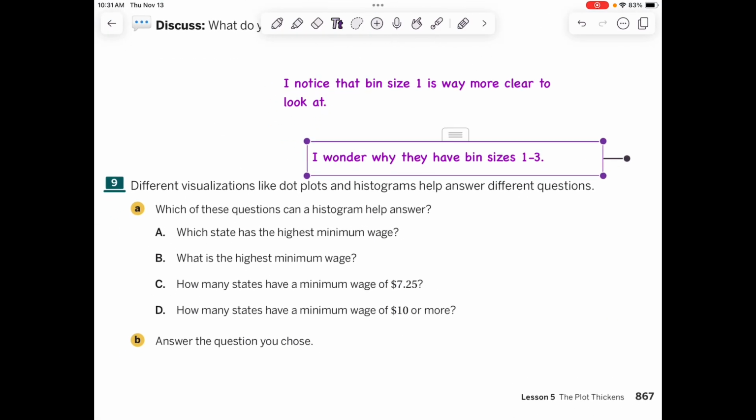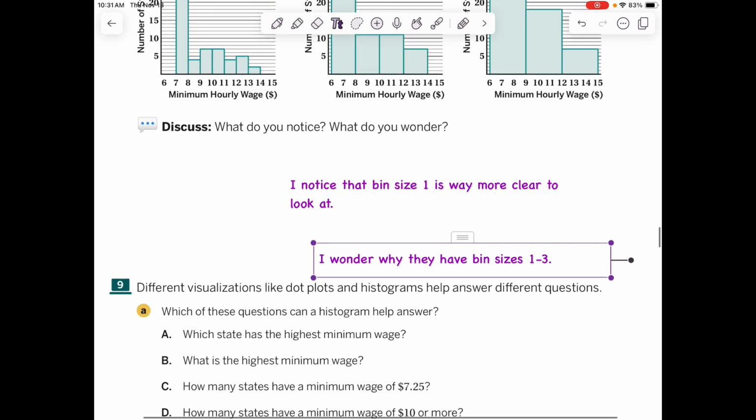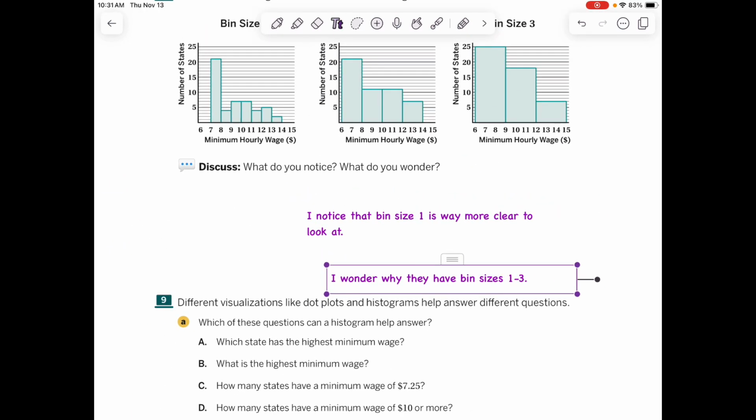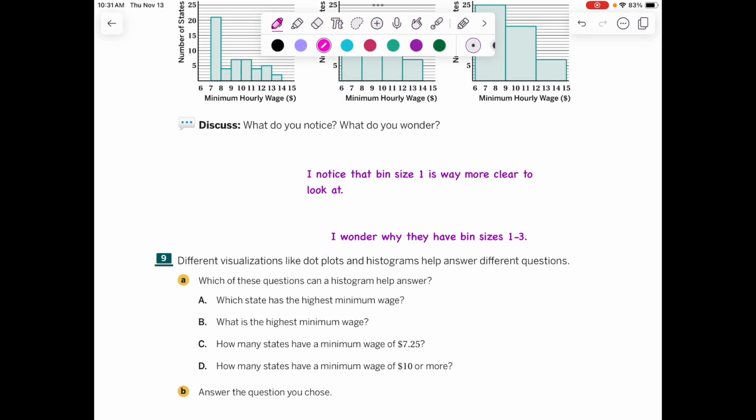All right, so then slide 9, different visualizations like dot plots and histograms help answer different questions. Which of these questions could a histogram help answer? So letter A, which state has the highest minimum wage? If I take a look up here, I can see what the highest wage is, but I have no idea what state that was. So letter A is not helpful. A histogram will not tell me that answer.